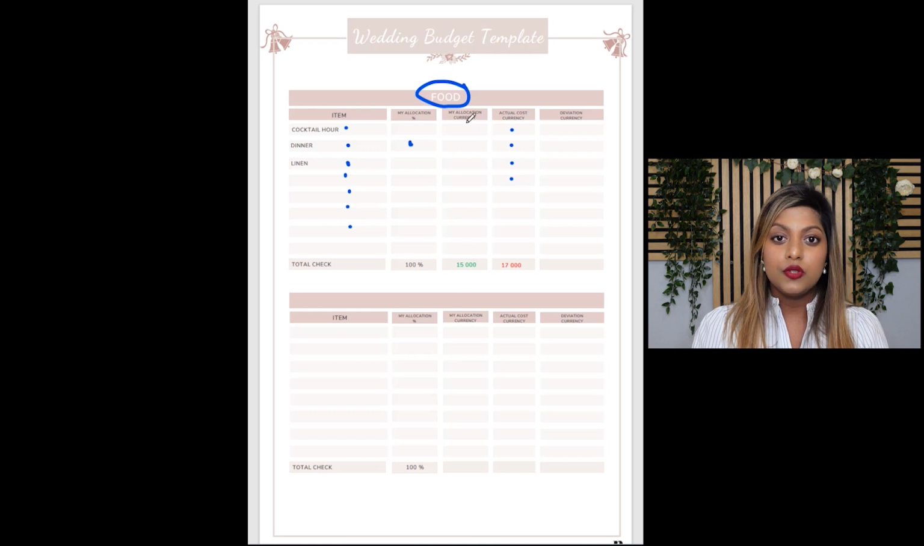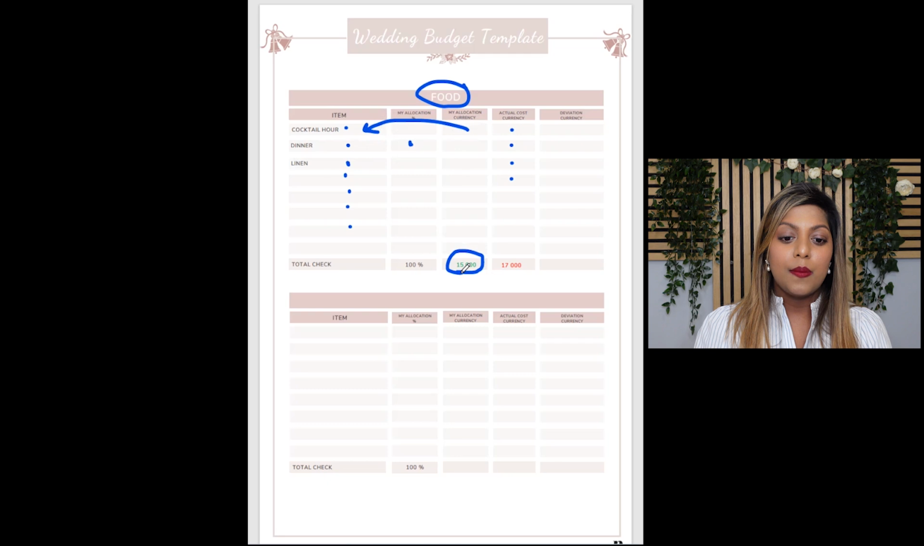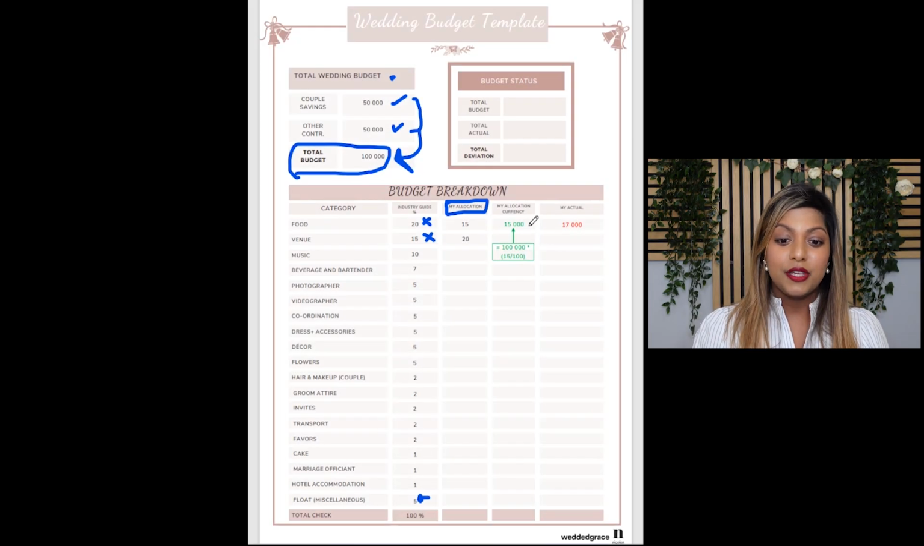Remember, I've already showed you how to do the My Allocation. So once you guess your percentage, you'll be able to calculate what your monetary value is that you should be spending on your cocktail hour, your monetary value for dinner, your monetary value for linen. And all of that is going to add up to your 15,000. And this 15,000 is coming from your initial calculation in your breakdown. The 15,000 is coming from here.